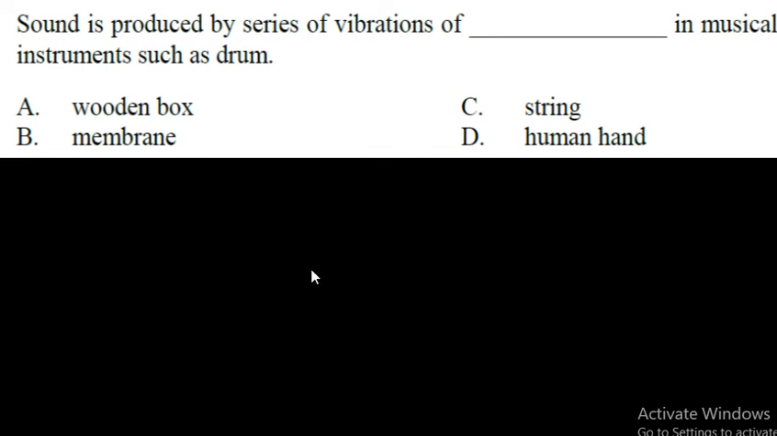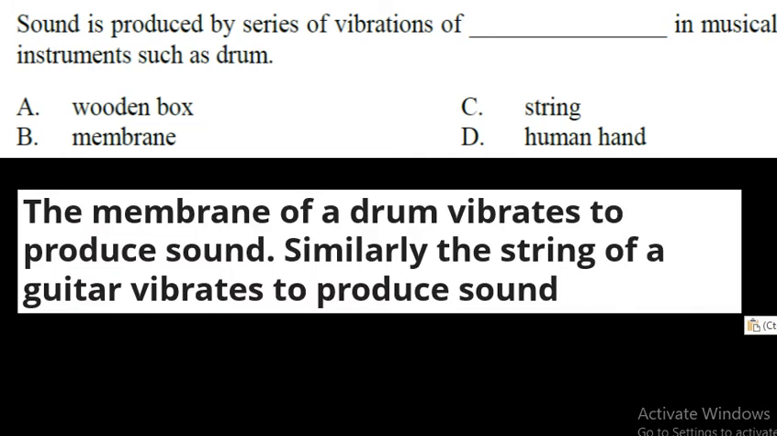But string, mostly it is working in a guitar. So you need to remember this statement or definition: the membrane of a drum vibrates to produce sound. In a drum, what vibrates? The membrane vibrates. Similarly, the string of a guitar vibrates to produce sound. Not necessarily only guitar, there are other musical instruments like sitar also. The vibration of the string will give us the sound. So in case of a drum, what vibrates? The membrane. So the answer necessarily will be B.